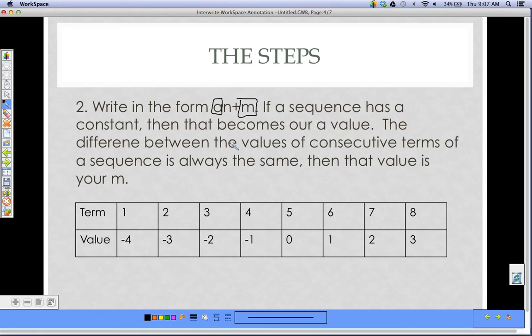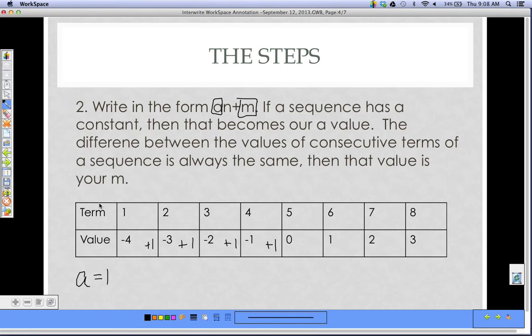So if a sequence has a constant, that becomes our value. In other words, since we have discovered that we have a constant value of change, remember that was a +1 between all of these, we just added 1. So this is going to be our new value for our a. So we're going to say, down here, that a equals 1. The next thing, if the difference between the values of consecutive terms of the sequence is always the same, then that becomes our n.